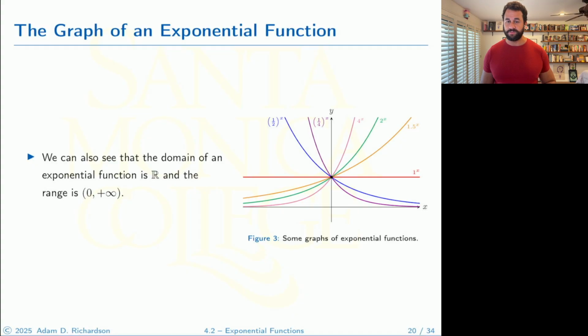We can also see from these pictures that the domain is all real numbers, right? You can plug in any x value, no problem. And the range is actually 0 to infinity. So the range is 0 to infinity, but not including 0, right? You can never achieve the value 0 by plugging in something to these exponential functions. All right. Now, if you start shifting things around, all bets are off. You can do all sorts of stuff, right?